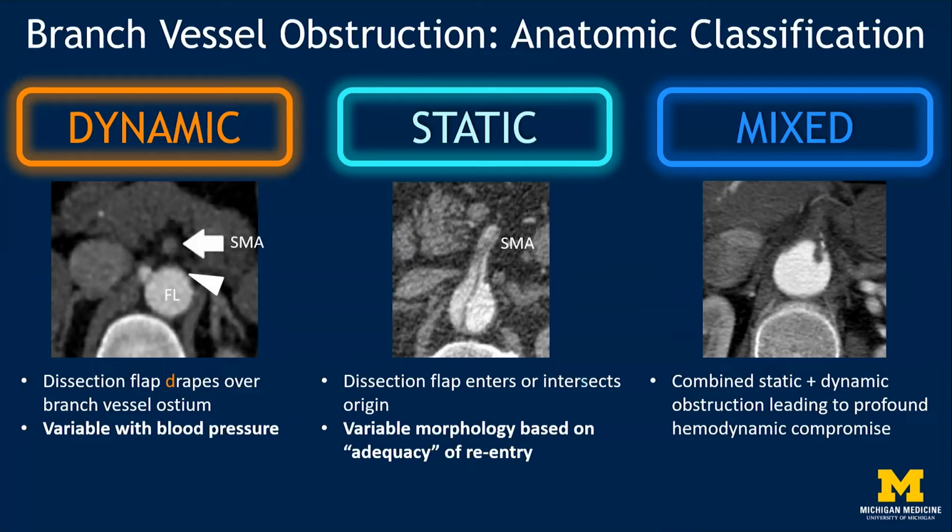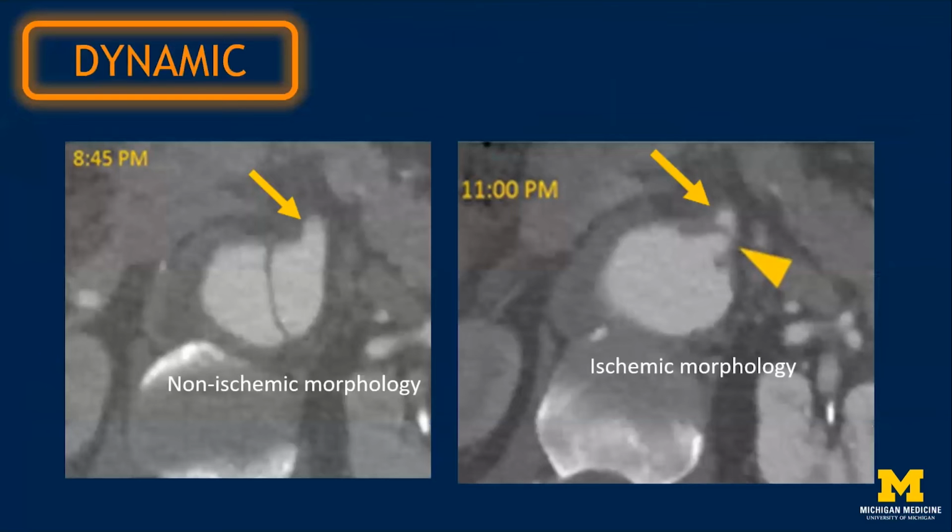It's not infrequent to see a patient have evidence of dynamic branch vessel obstruction on a CT when the patient has a blood pressure in the 200 systolic, but then see relief of the dynamic obstruction during an endovascular treatment when the blood pressure is aggressively controlled. In static obstruction, the flap enters into the branch vessel. So we can subcategorize different types of static obstruction based on presence or absence of reentry tears, false lumen thrombus, or even true lumen thrombus. In the mixed type, it's a combination, both dynamic and static obstruction.